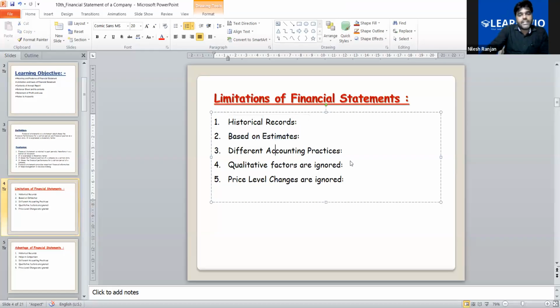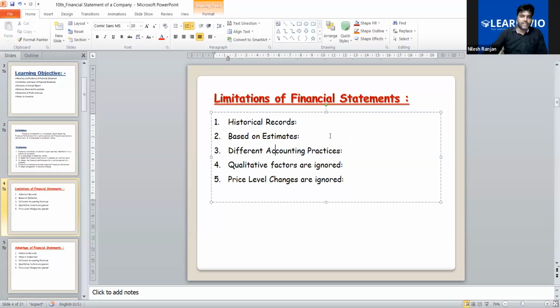The third is different accounting practices. Now, there is one quality of financial statements: it helps in comparison between two companies' data. If one company is using some method and the other company is using some other method, then we cannot compare these two companies, because for comparison purposes, there should be at least one thing in common. If there is no common item, then we cannot compare any two items.